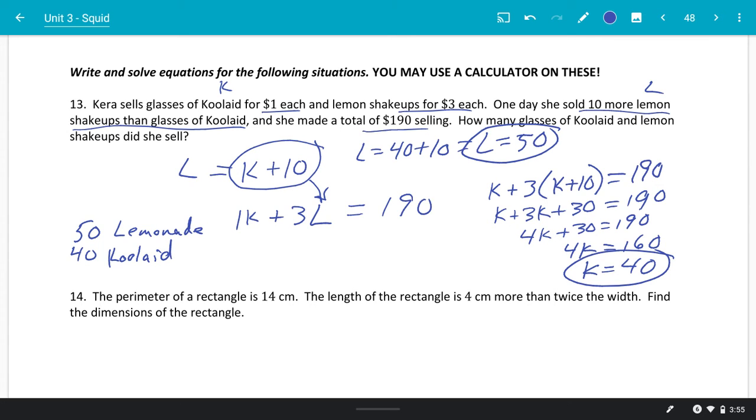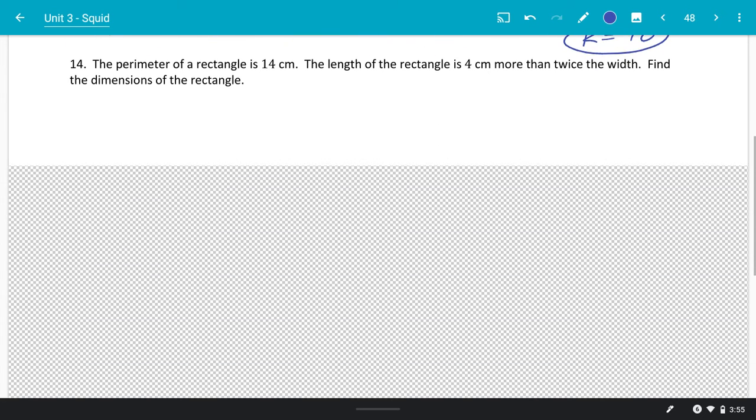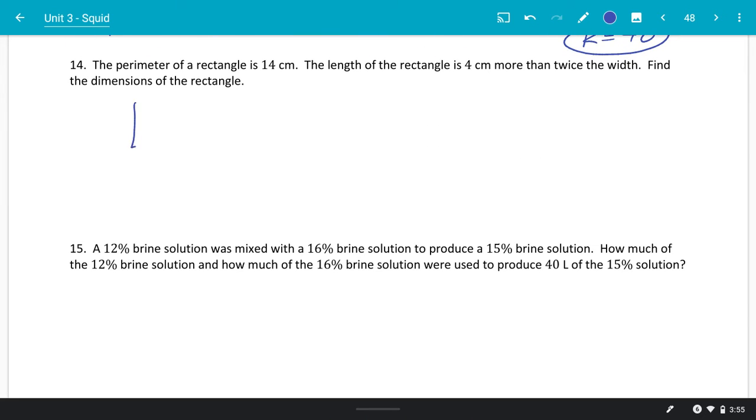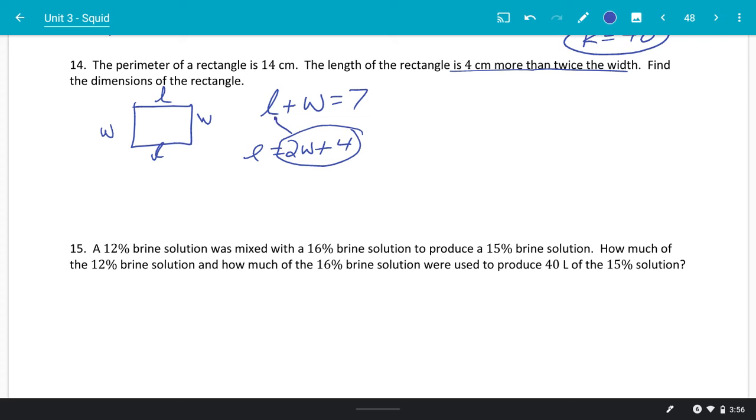Cool. Number 14. The perimeter of a rectangle is 14. Length, width, length, width. Well, if the perimeter is 14, half of that would be 7. So I got L plus W equals 7. And then the length of the rectangle is 4 more than twice the width. Now, I can do this any number of ways. I'm going to choose substitution. I'm going to substitute all of that in for that L.